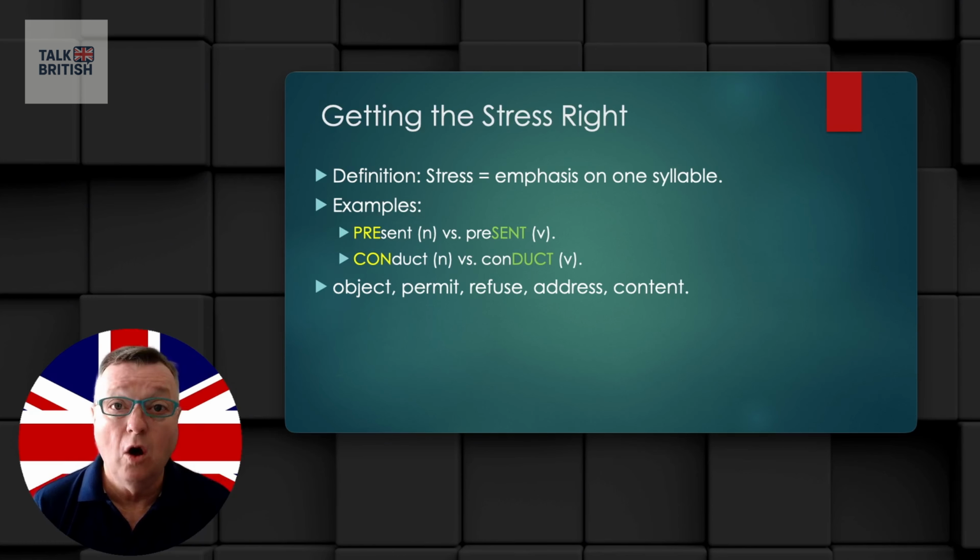Object, or object. Permit or permit. Refuse or refuse. Address or address. Content or content. So you see the emphasis on the noun is the first syllable. The verb is the second syllable. And you can see these all mean different things. And what I would suggest you do, if you're not sure about the meanings of the differences, is have a quick look those words up.